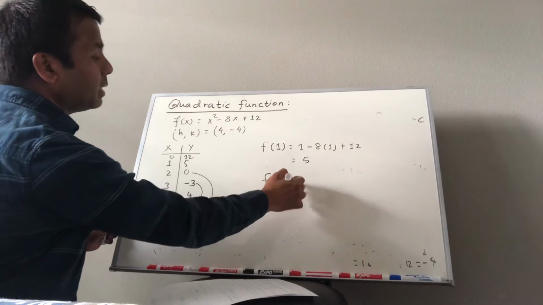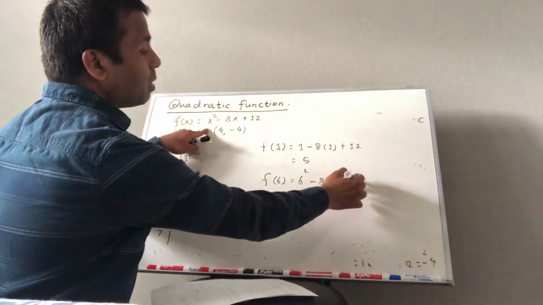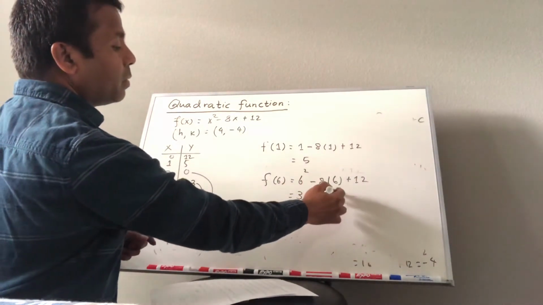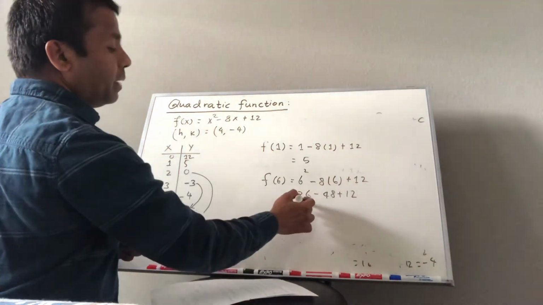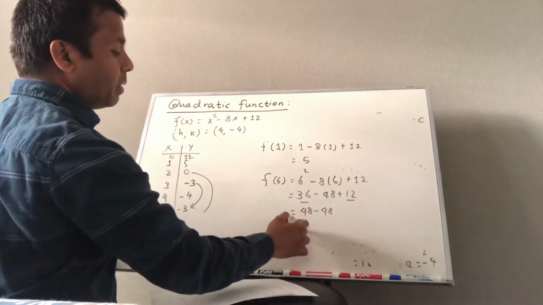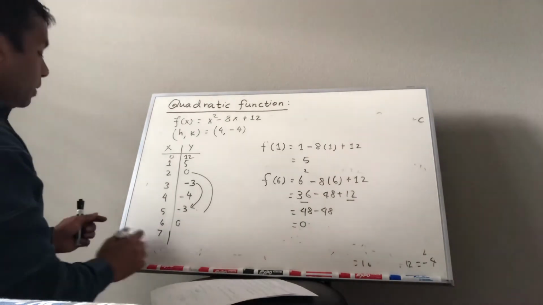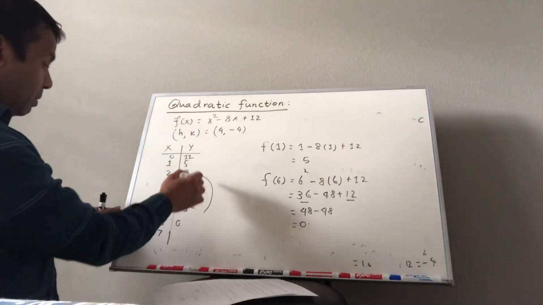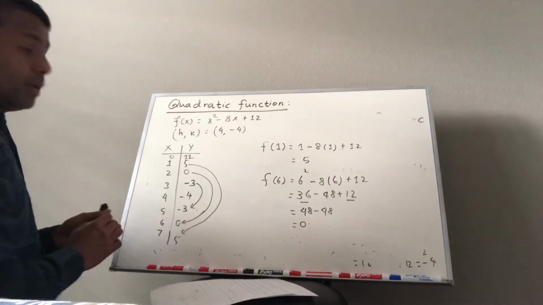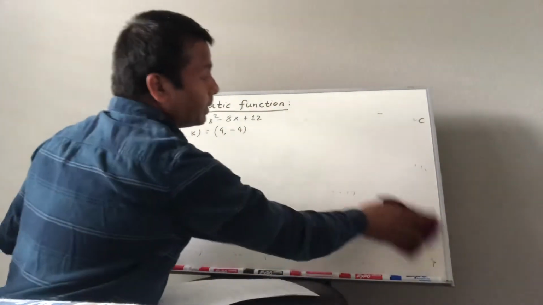f of 6 is, you plug in 6, this is 6 squared minus 8 times 6 plus 12, right? 36 minus 48 plus 12, and 36 plus 12 is 48 minus 48, that will give you 0. So if I plug in 7, I think I will get 5. You see that, right? Now let us draw the graph of this quadratic function.